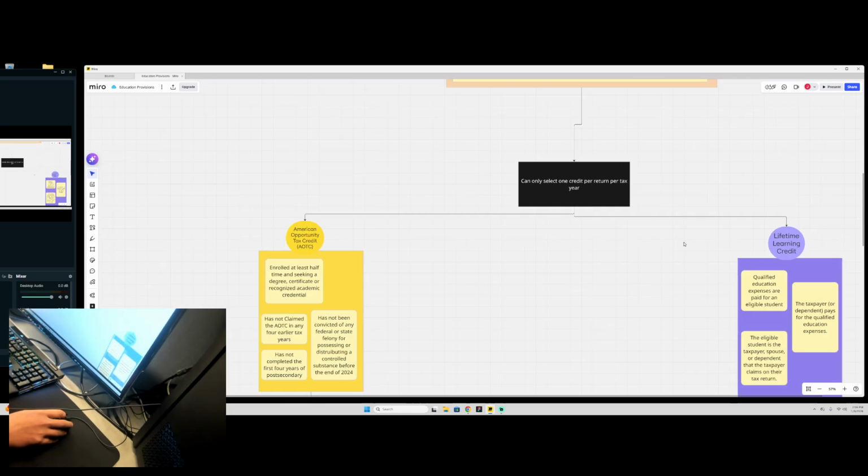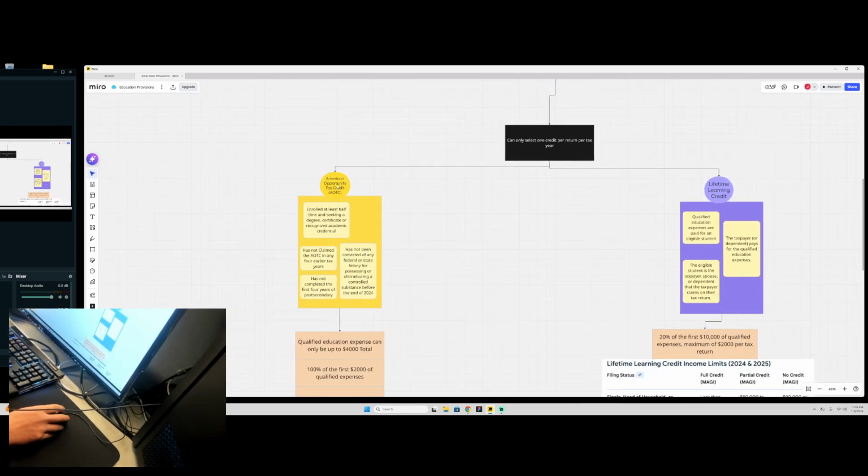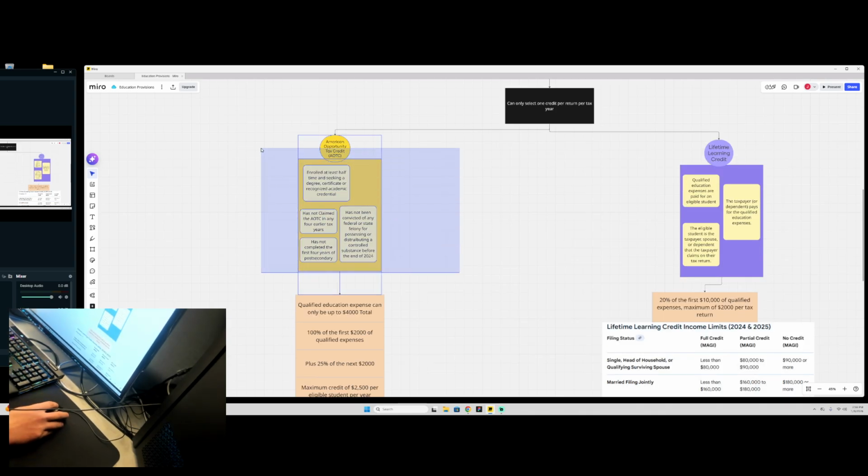Next you have to pick whether you want to do the American Opportunity Credit or the Lifetime Learning Credit. With the American Opportunity Tax Credit, there are a lot more requirements than the Lifetime Learning Credit. First off, for the American Opportunity Credit, you have to be enrolled at least half time. But with the Lifetime Learning Credit, it could be just one course. You must not have claimed the AOTC in the 4 years prior. You can't have claimed it any of those 4 years.